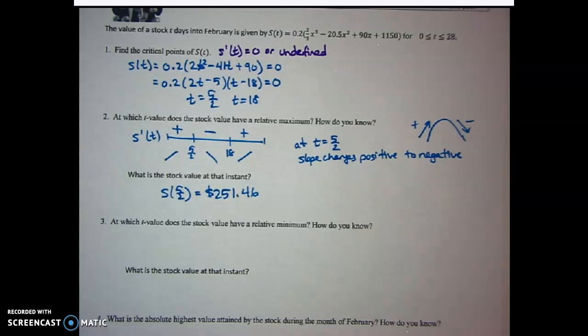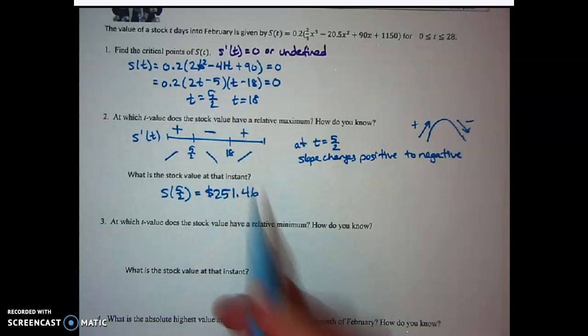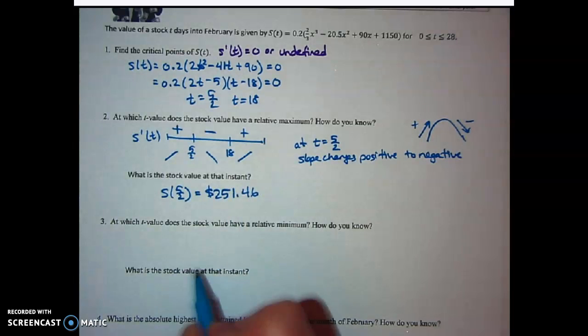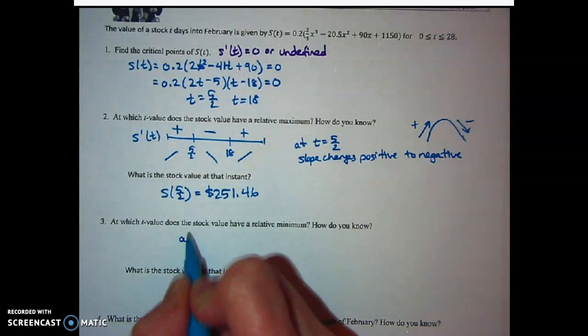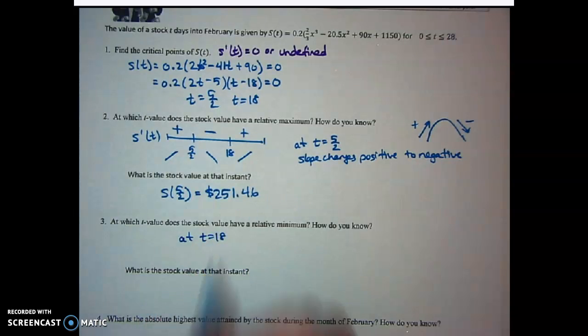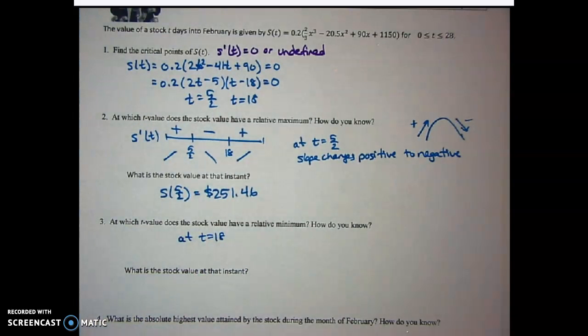At which values does the stock have a relative minimum? Well, we can look at that same number line, or that same little graph. It's going from a negative slope to a positive slope, so it's going to have a minimum at t equals 18. Again, because the derivative changes from negative to positive. And then go ahead and pause the video again and find the value of S of 18. What is the value of the stock on the 18th day?